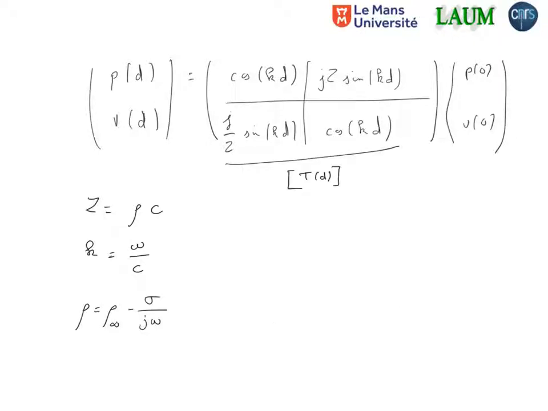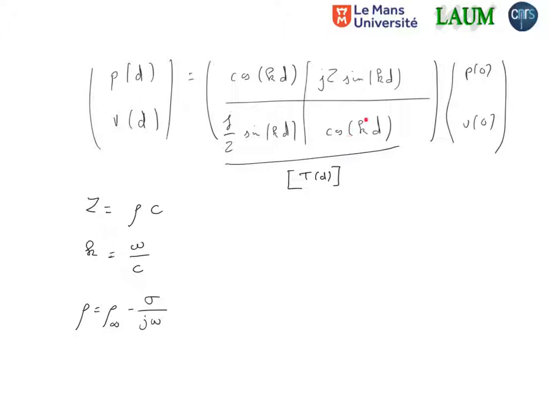So in this exercise, we have the transfer matrix, which is given here. This transfer matrix is a 2 by 2 matrix. We are in the case of a fluid, and this relates pressure and velocity at abscissa D as a function of pressure and velocity at 0.